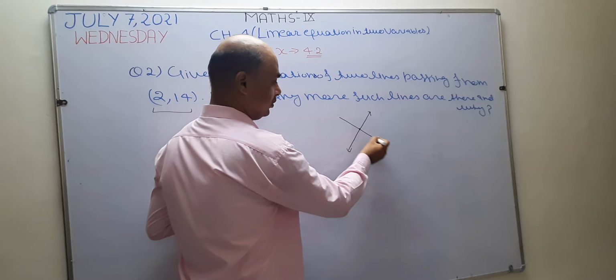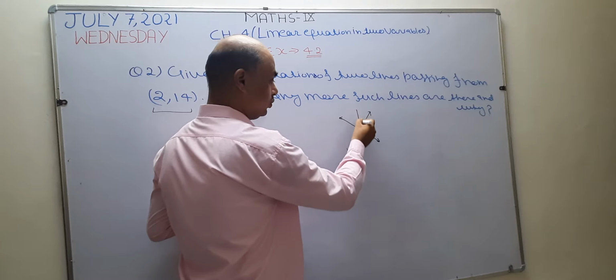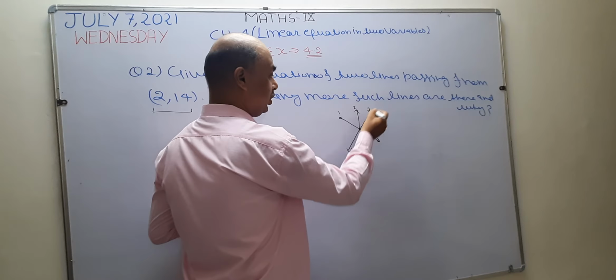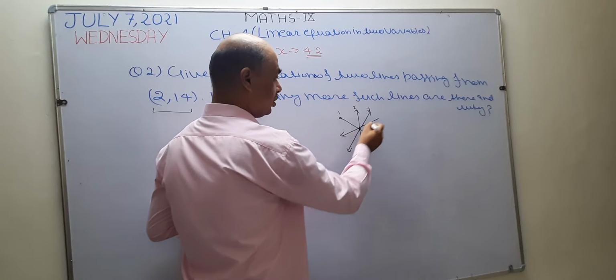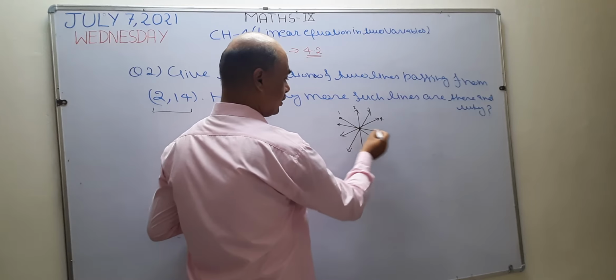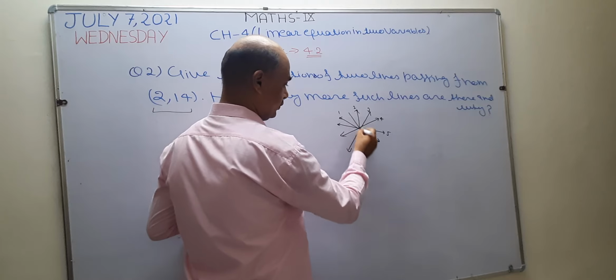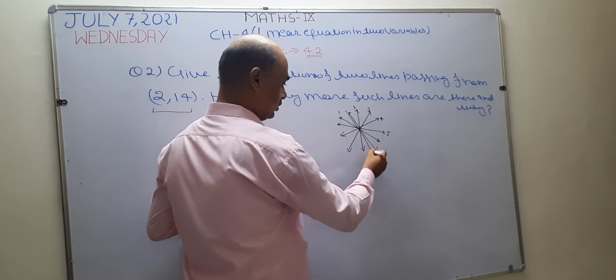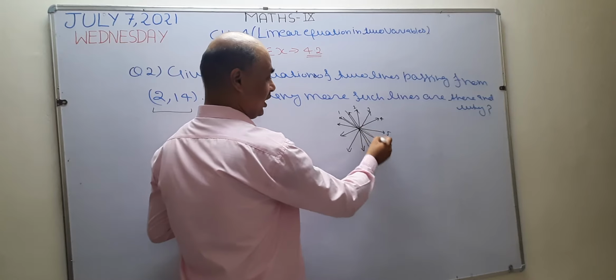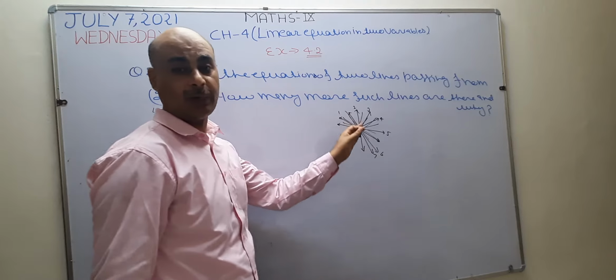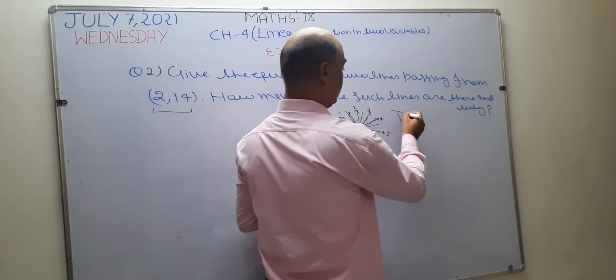1, 2, 3, 4, 5, 6, 7, 8, 9, 10, 11, 12, 13, 14. How many lines can pass? The answer is infinite.